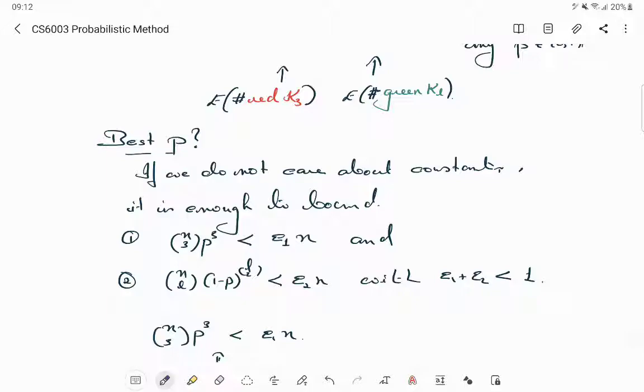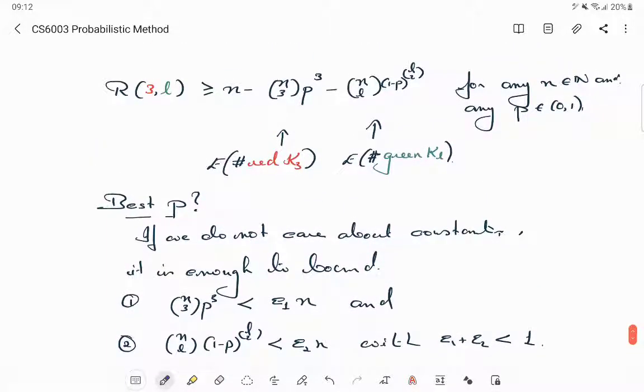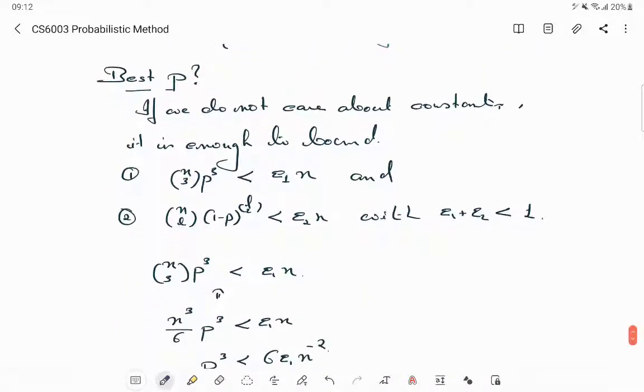If you do not care about the constants, then it is enough to bound this term by some epsilon 1 times n, and this term by some epsilon 2 times n, such that epsilon 1 plus epsilon 2 is strictly less than 1, maybe less than or equal to 0.9. Then this whole expression will be at least 0.1n, and for order notations that is enough. Since it's not very easy to do a direct calculus here, we are going for these kinds of approximate ideas. So first we have to bound this term. I'll pick this one. Why? Because it's simpler.